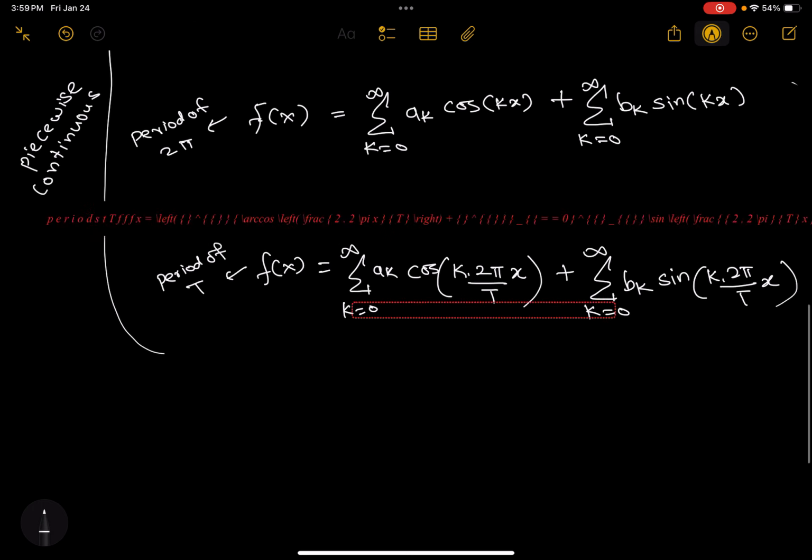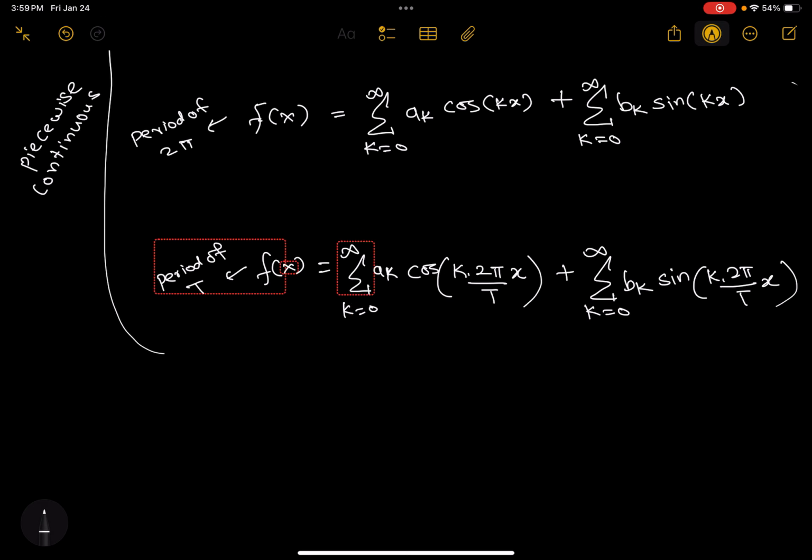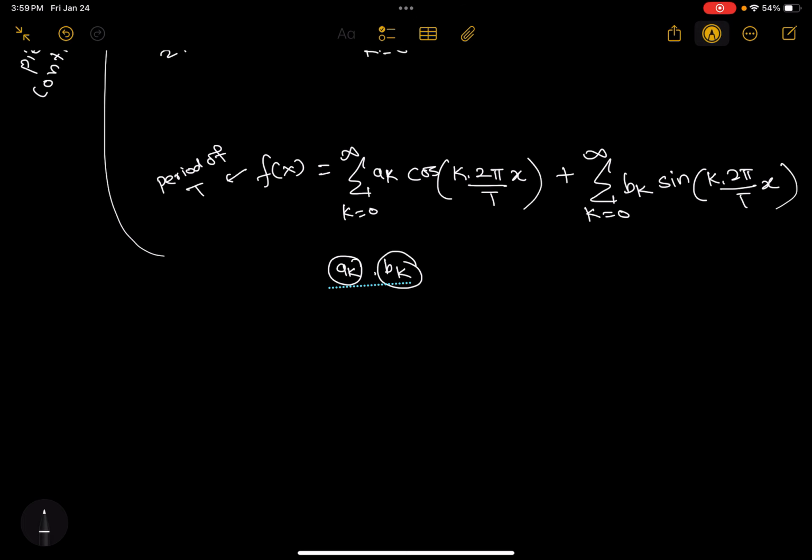And definitely, if you know the function, there are ways you can solve for these constants a sub k and b sub k. But that's not the goal of this video, because the goal of this video is to introduce the idea of the Fourier transform from the Fourier series. So we are not going to go over how to solve for a sub k, b sub k. You can just look that up online. That's not too hard. You just need to evaluate some integrals, given that we know f of x. So you can do that on your own. But now let's go to how we get the idea for the Fourier transform from here.